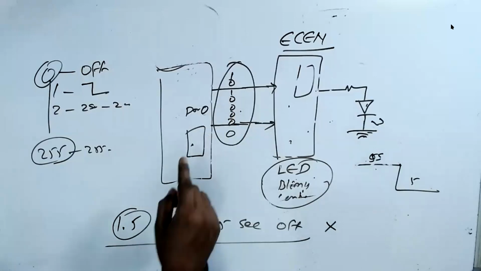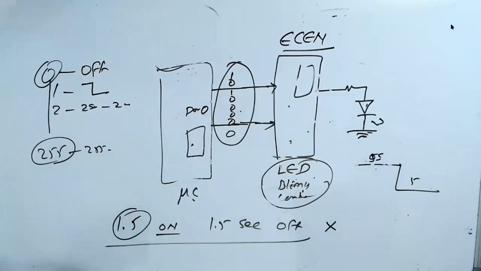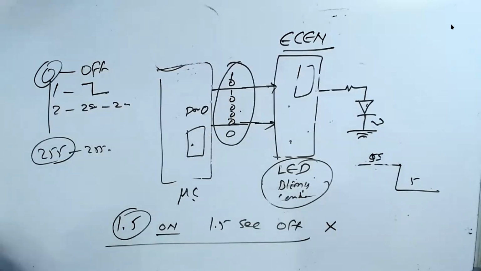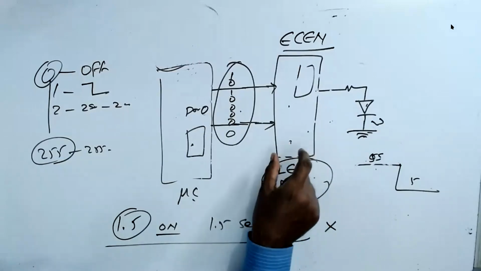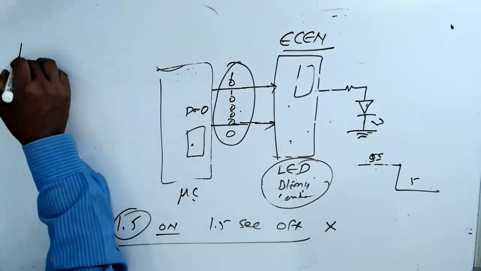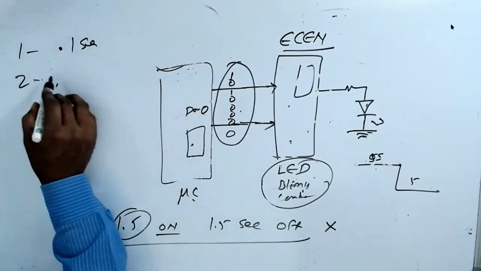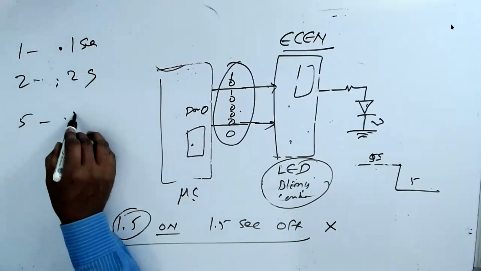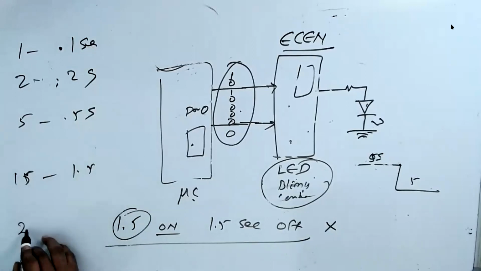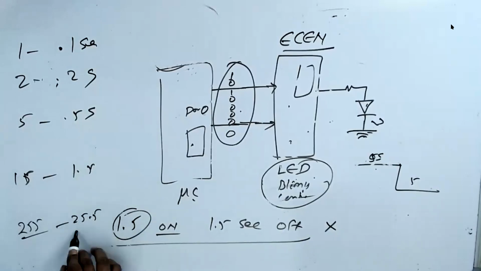Whereas if you are writing your own program, you can change it. You can change the for loop time. That's the flexibility you have. But if you use the controller, whatever they have designed, only that you can use. Or you have to go and buy another controller. That controller will tell you that 1 means 0.1 second, 2 means 0.2 seconds, 5 means 0.5 seconds, 15 means 1.5 seconds. But 255 means 25.5 seconds. You cannot go more than that.